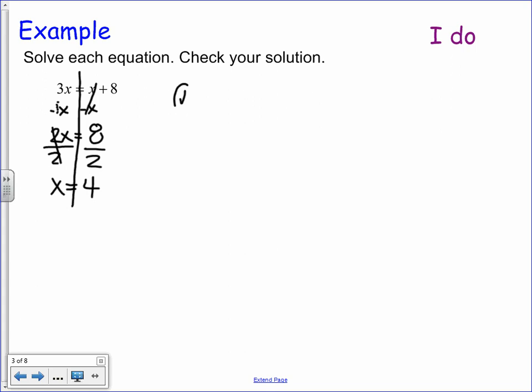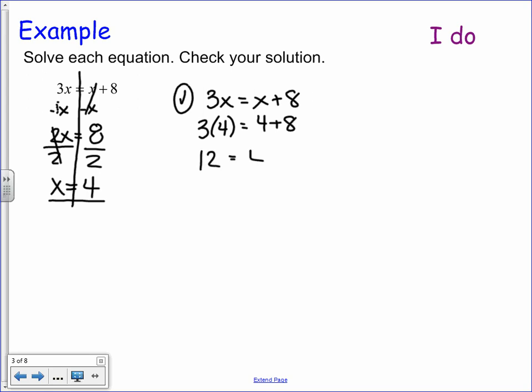Now with my check, I want to go with my original problem, 3x equals x plus 8. Wherever there's an x, you replace it with 4. So 3 times 4 equals 4 plus 8. 3 times 4 is 12. And 4 plus 8 is 12. Our answer checks, so we're good.